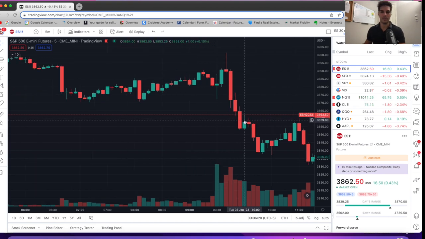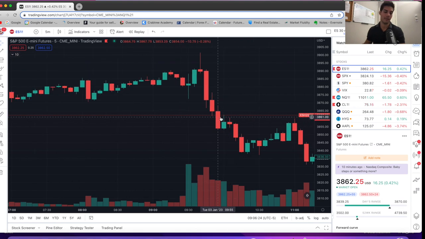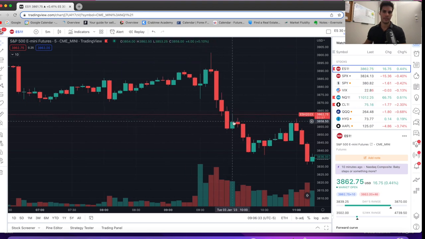I didn't have any runners set because we were already making new lows. I figured there's a high possibility we could just bounce back up and retrace into the 3887 level. So I just took the 10 points and then got out, and that one was on regular size.